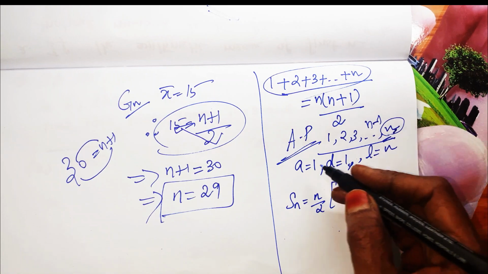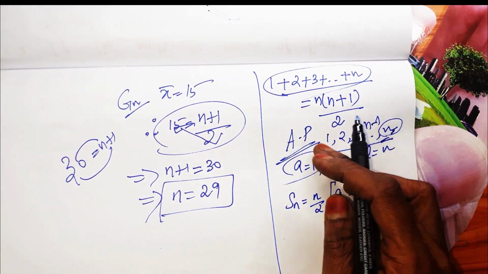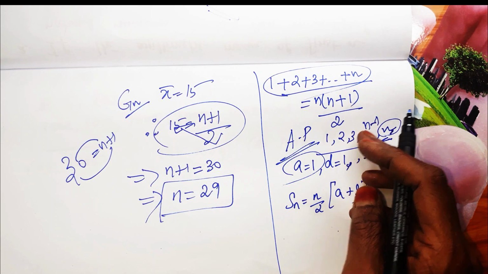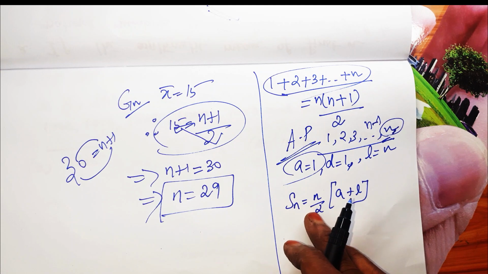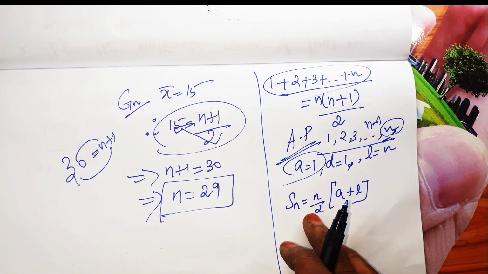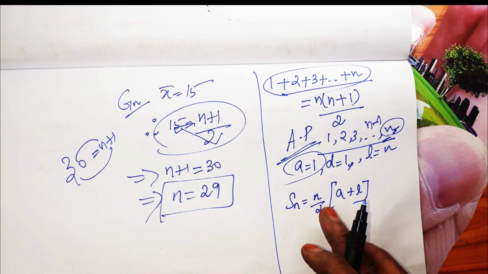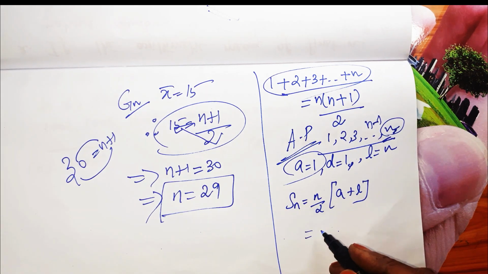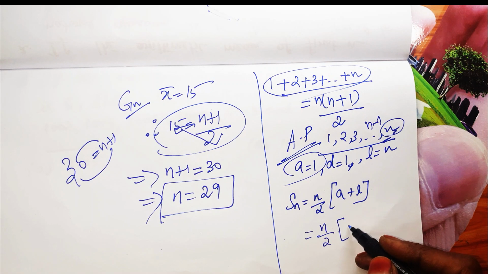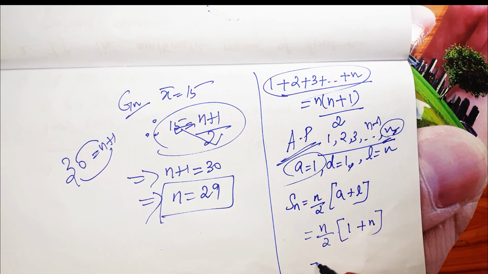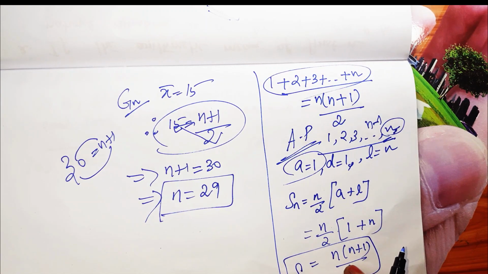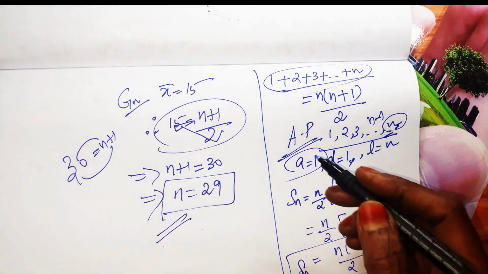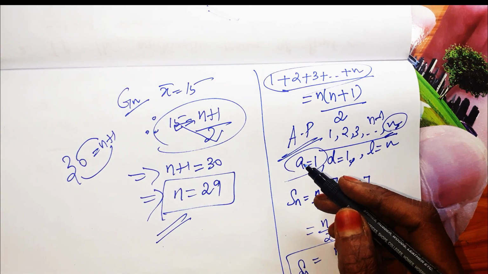So this is an AP. The first term a is 1. D, the common difference, what we are adding, that is also 1. And the last term, that is L, is equal to n. The formula for finding the sum of n terms in an AP is n by 2 into a plus L, which is equal to n by 2 into 1 plus n, which is equal to n into n plus 1 by 2. So this is the formula for adding the first n natural numbers. Using that only we did, and we got n as 29.